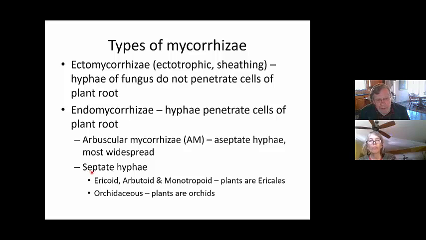And there are a number of septate hyphae that are endomycorrhizae. Plants in the Ericales can include mycorrhizae that are ericoid, arbutoid, or monotropoid. So there are basically three types of mycorrhizae that have septate hyphae in the Ericales. And then the orchidaceous mycorrhizae are septate hyphae that are associated with orchids. We'll talk about those briefly.